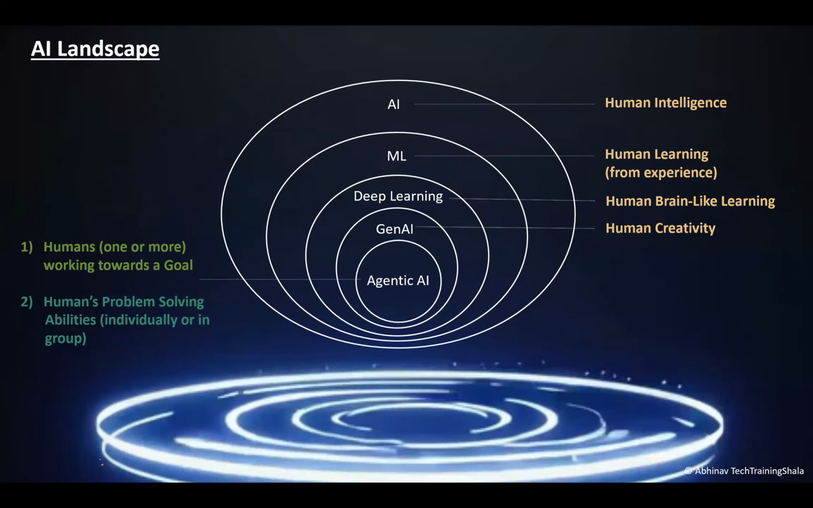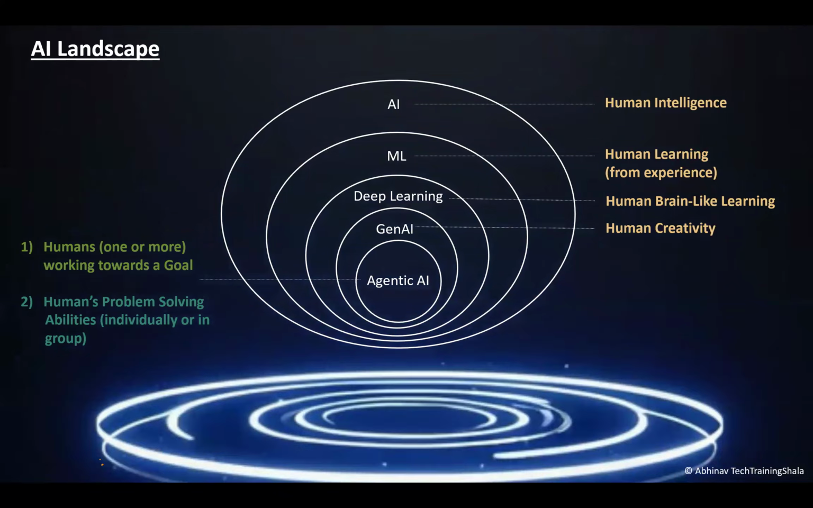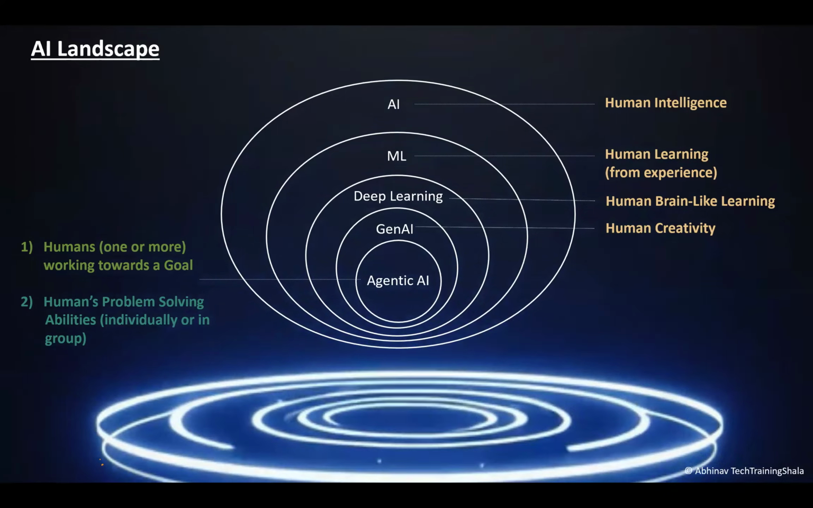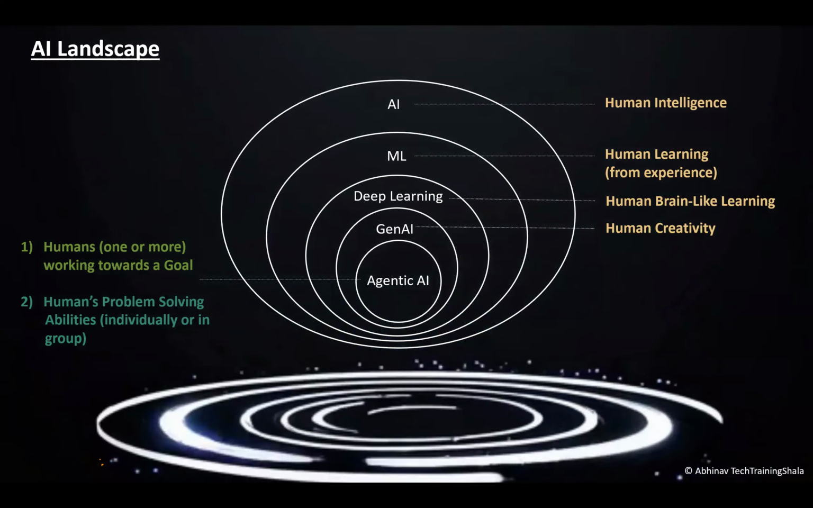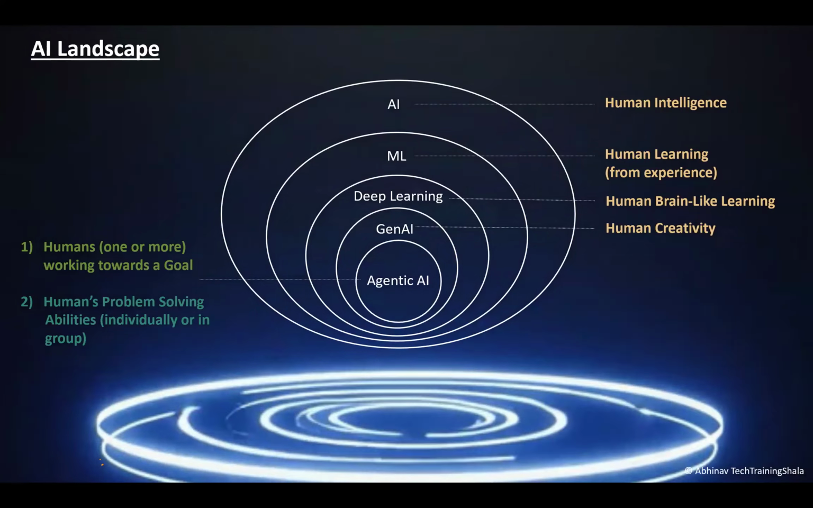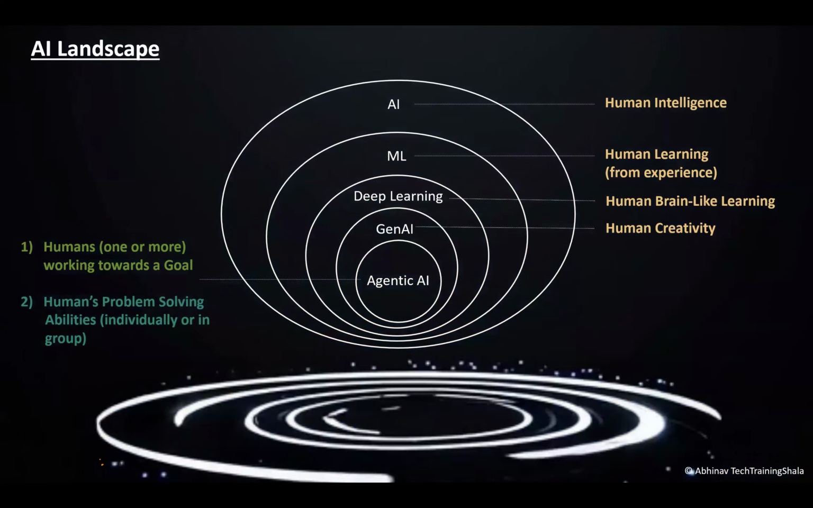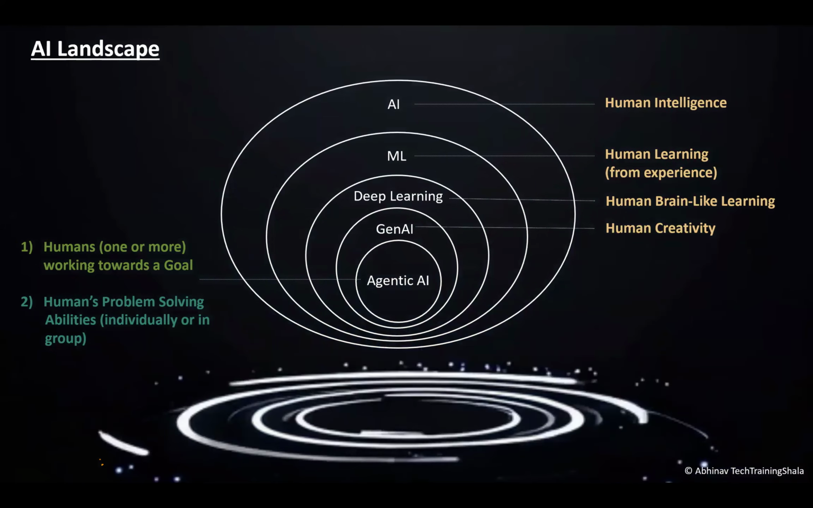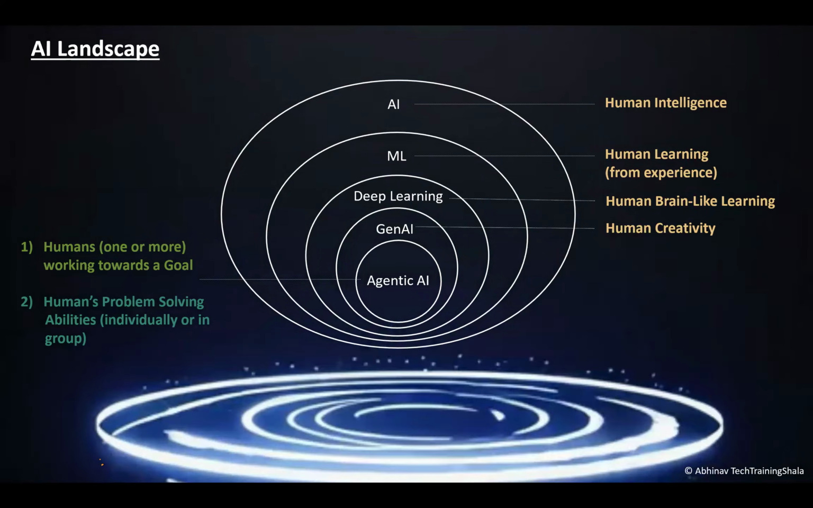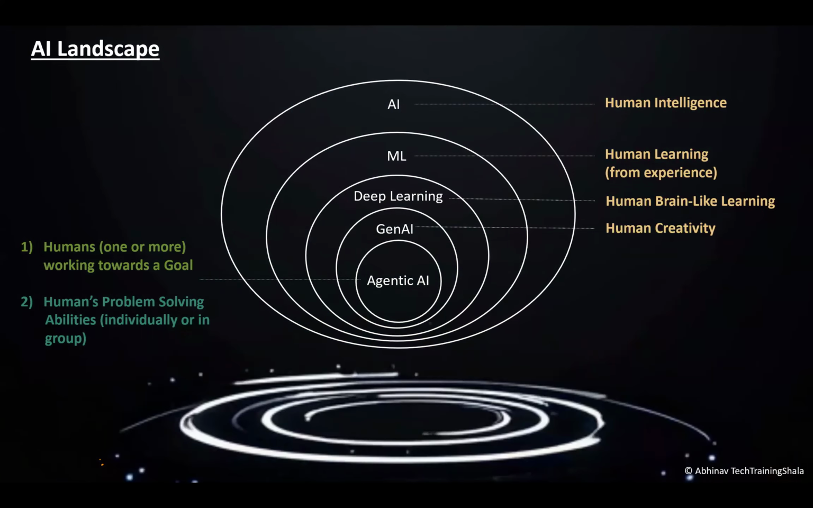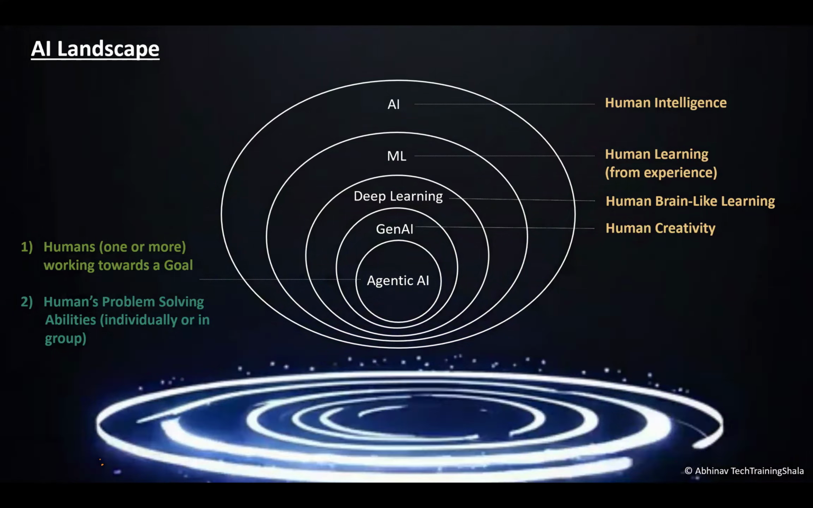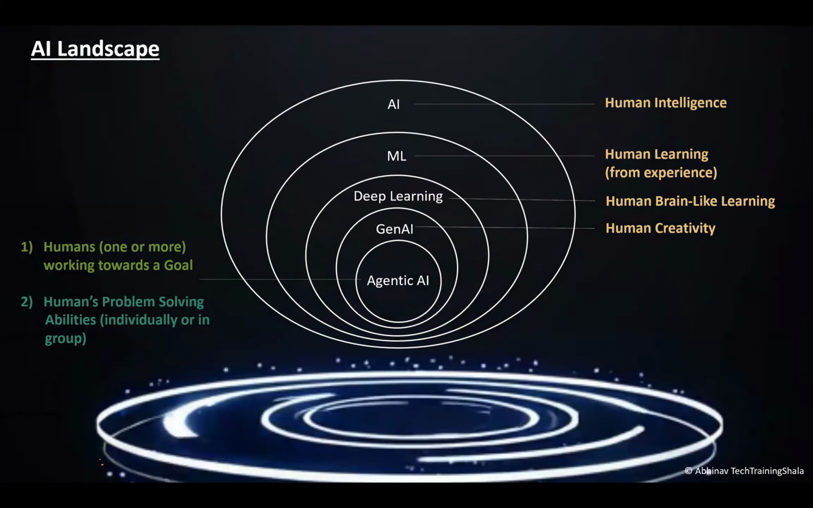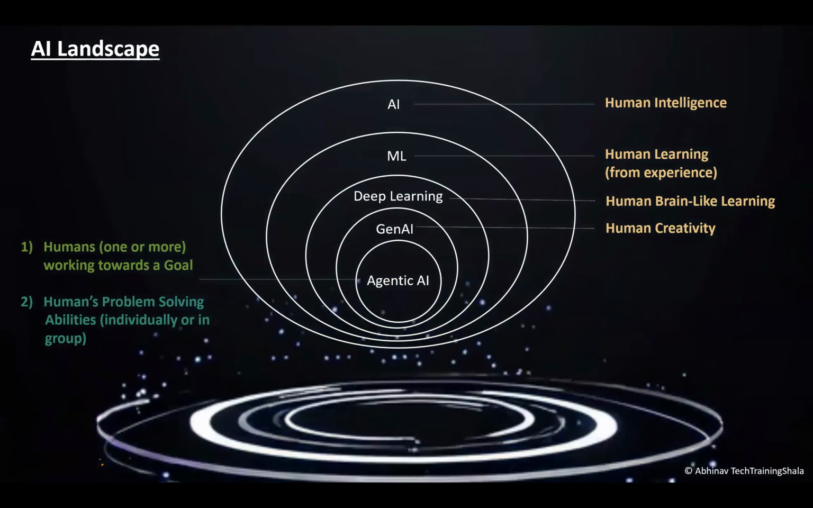AI, as I said, is inspired by human intelligence. ML, machine learning, is inspired by humans learning from experience. Deep learning is inspired by human brain-like learning. Gen AI is inspired by human creativity. Now, agentic AI is inspired by humans working towards a goal, either one human or a group of humans working towards a goal collectively. That is what inspired agentic AI.